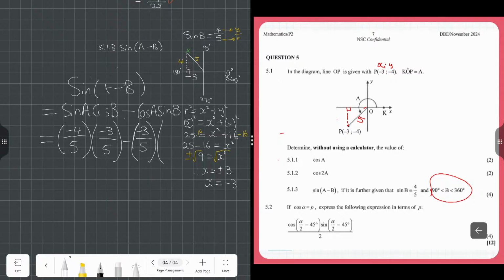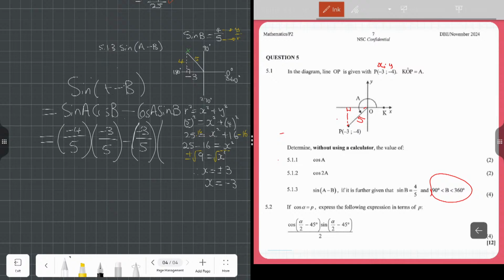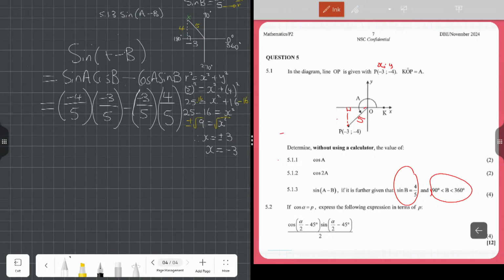And then we have our sine B, which is what is given here, right? They've given that, so we can use it as it is. So that is 4 divided by 5. You see? So after you had this, you can now do your calculations, and then you can find your answer. So let's do that.